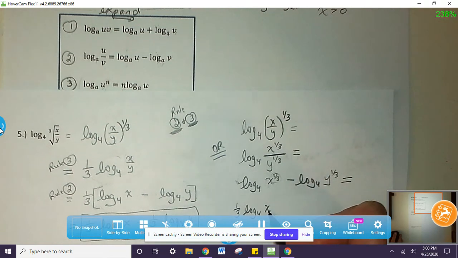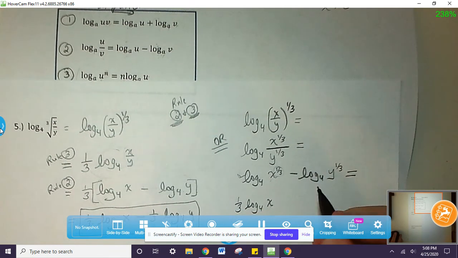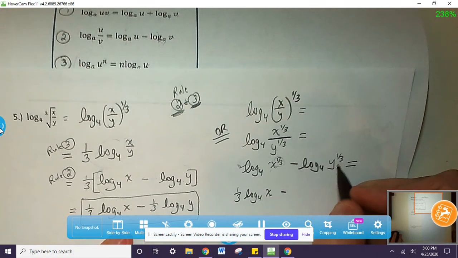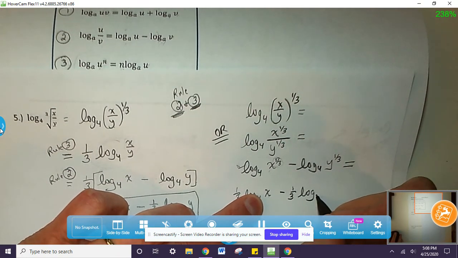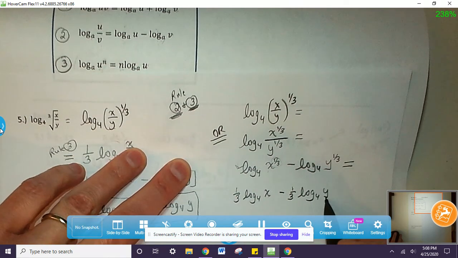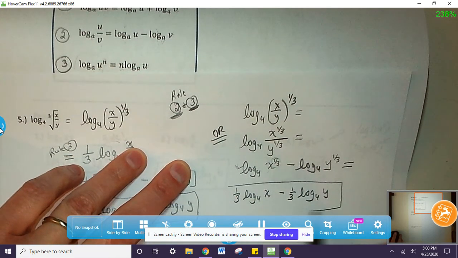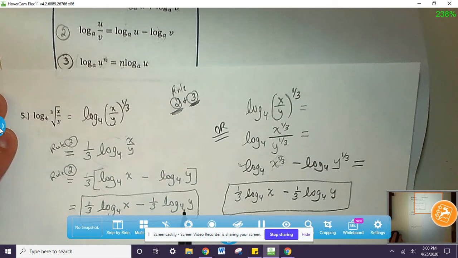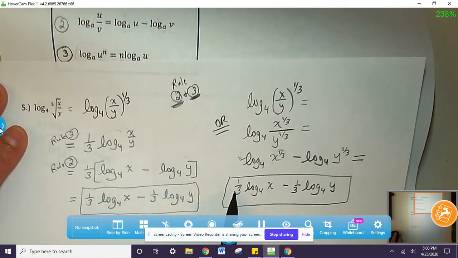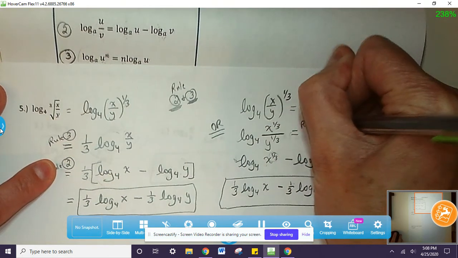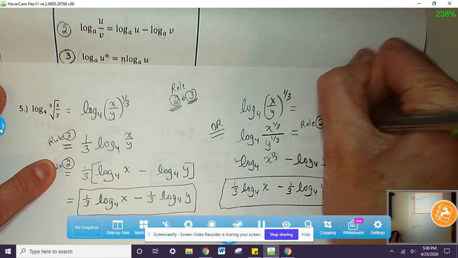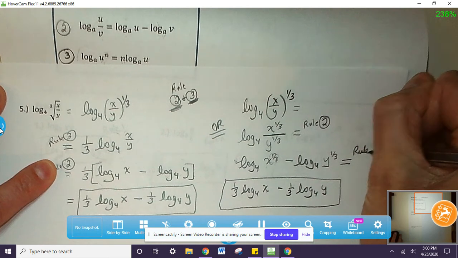Now only x is inside because I moved the exponent. And then we're going to take this 1/3, swing it around to the front, and now only y is inside because I moved that exponent. And if you notice, we have the same exact answer. So you can do this either way, and you don't have to do the problems 2 different ways. You just have to have one way to successfully get to your final answer.